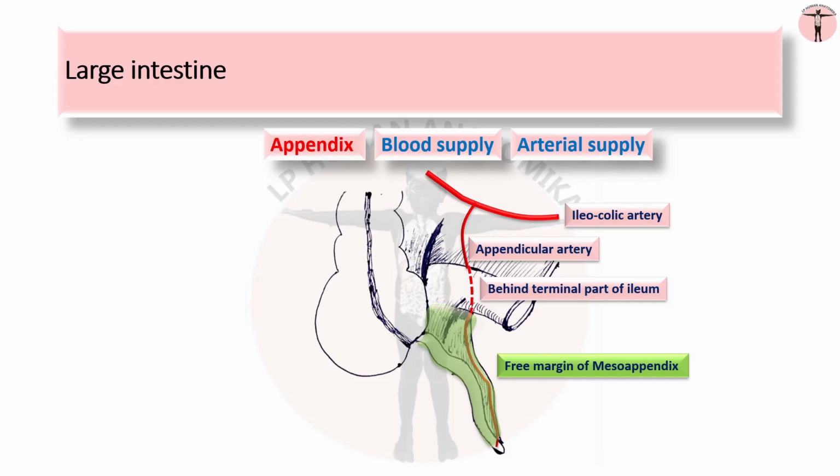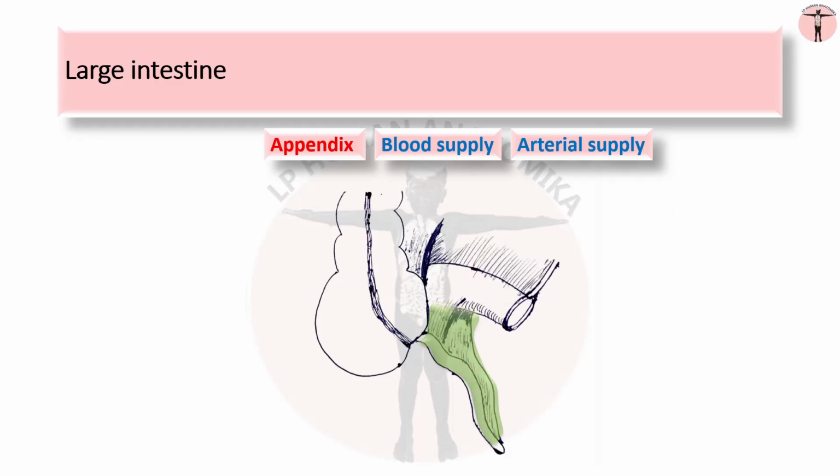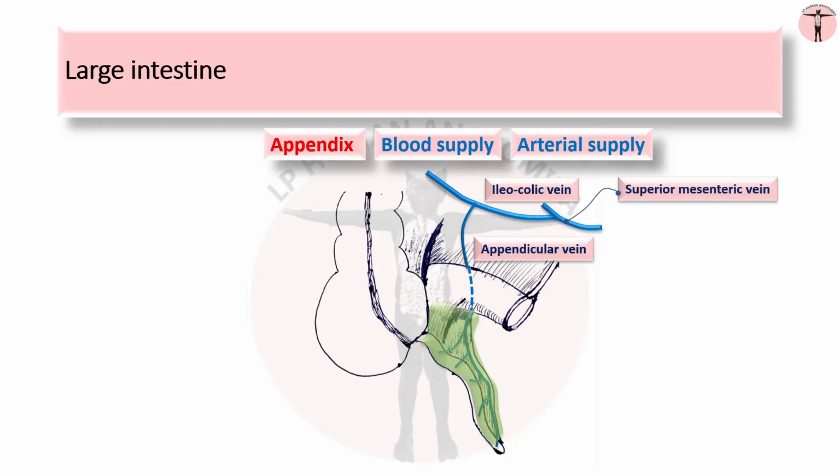When the mesoappendix is short, the appendicular artery rests directly on the appendicular wall near the tip of appendix. It gives off branches through its course in mesoappendix to supply the appendix. The venous drainage corresponds to the arteries. The appendicular vein drains into the ileocolic vein, which drains into the superior mesenteric vein and then into the portal vein.